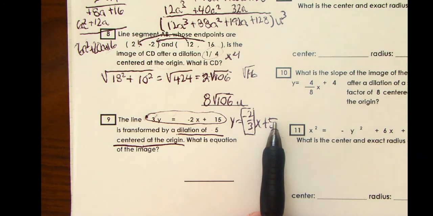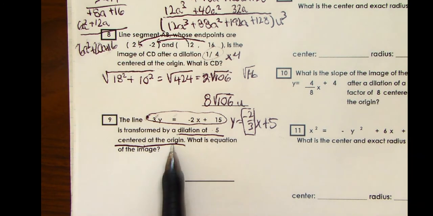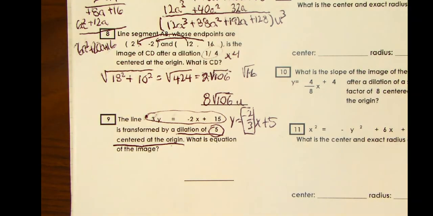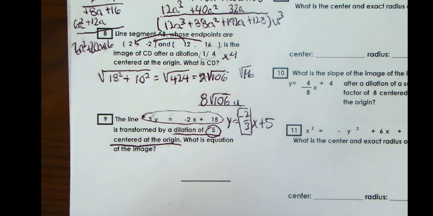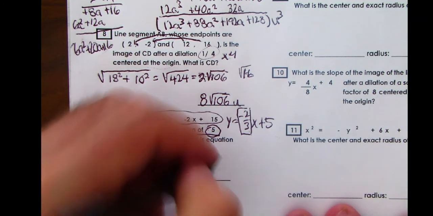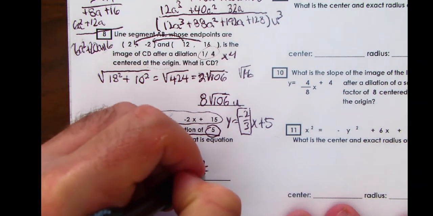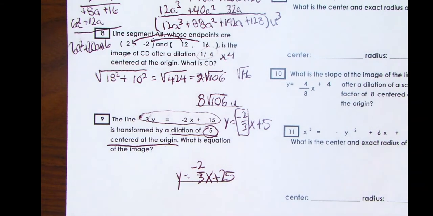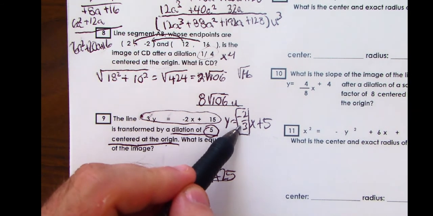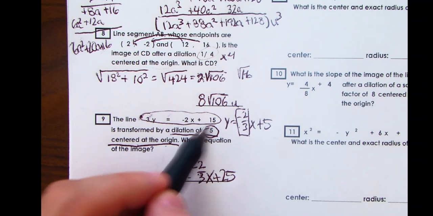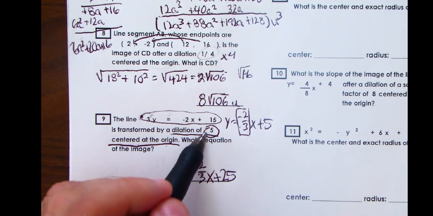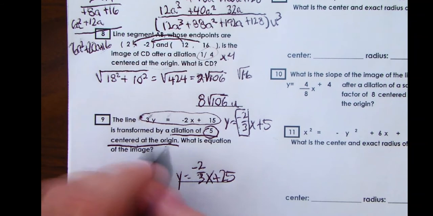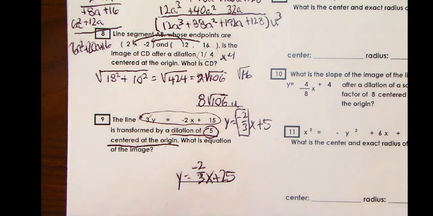Now, since it's centered at the origin, all I do is multiply that y-intercept by, in this case, 5, or whatever the dilation happens to be. So 5 times 5 is 25, and that's it. I'm done. Negative 2/3 x plus 25. Very simple. So you got to memorize, slope stays the same, and I multiply the y-intercept by whatever the dilation is. If it was 1/5, it would be multiplying 5 times 1/5, which would be 1. That's when it's centered at the origin. That's why I said that there.